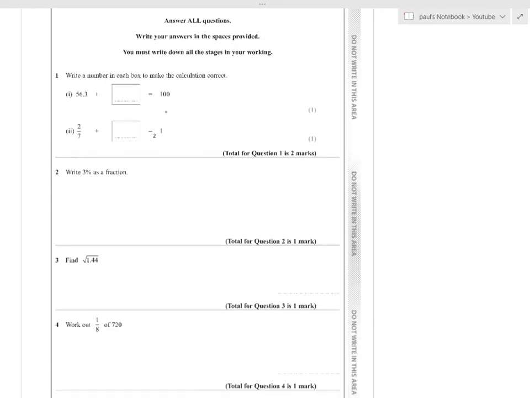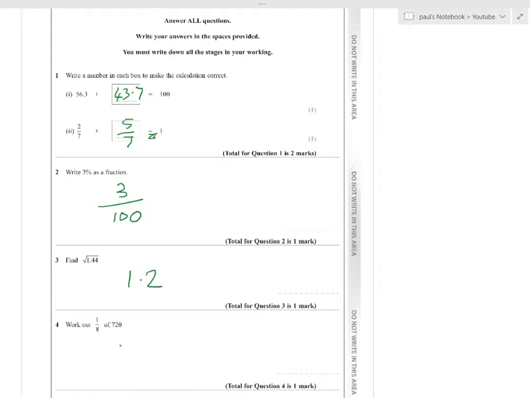Right, there we go. All right, so 56.3 plus something equals 100. So that'd be 40. What's that going to be? 43.7. 2 sevenths and 5 sevenths equal 1. I don't know what that bit there is. 3 is a fraction, 3 over 100. Calculator paper, remember, the square root of 1.44 is 1.2.